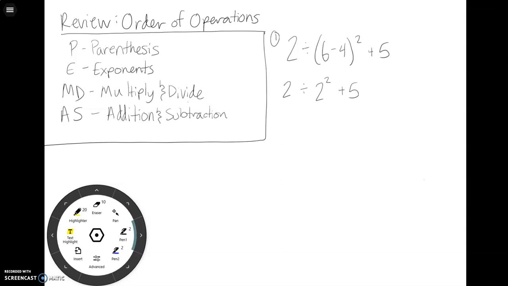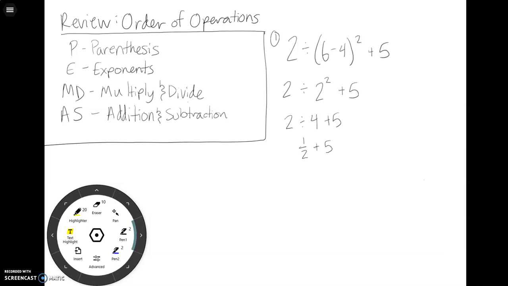The next thing I want to do is simplify my exponents. So 2 squared is 4, so 2 divided by 4 plus 5. Next thing I'm going to do is the division. So I would do any multiplication and division from left to right. The first division I see is this 2 divided by 4, which is 1/2 plus 5.